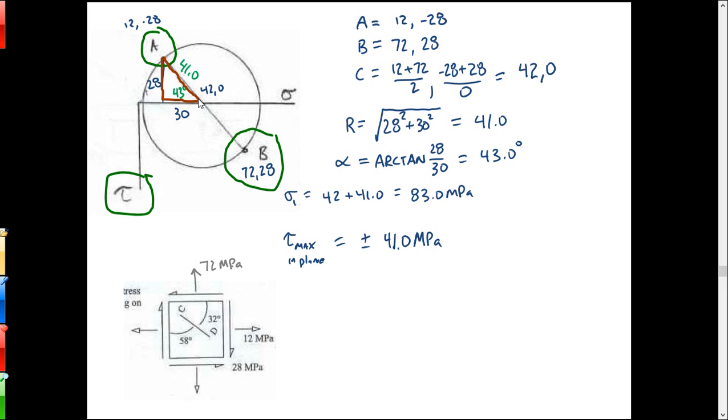Like so. And what I know is I can find the two sides. The shear is 28. Now it's -28, but I don't really care about the sign. I'll just call that 28. That's the height there, or the length of that side. And then I take the difference between 12 and the center, which is 42. So 42 minus 12 gets me 30 right there. So I'm finding the sides of that triangle is what I'm doing.